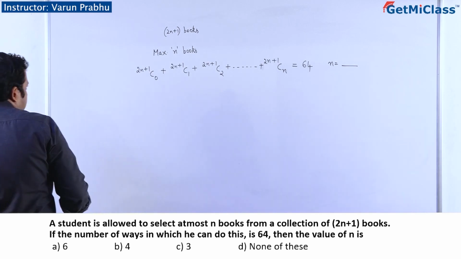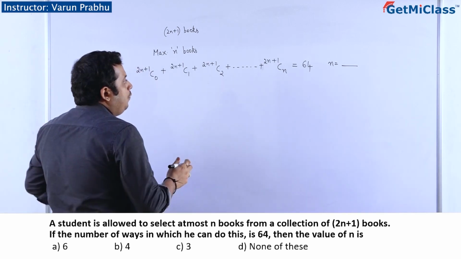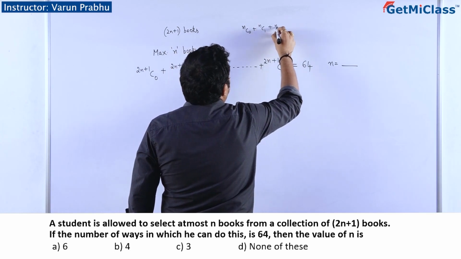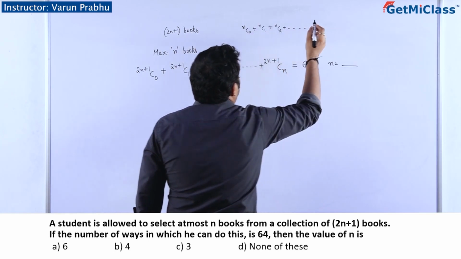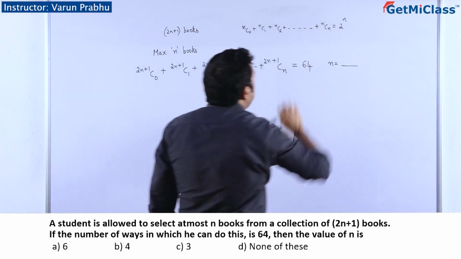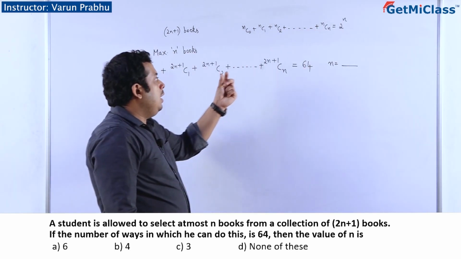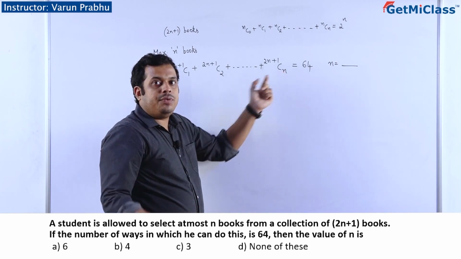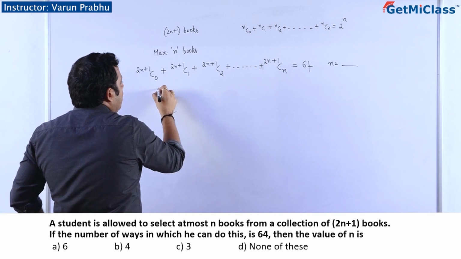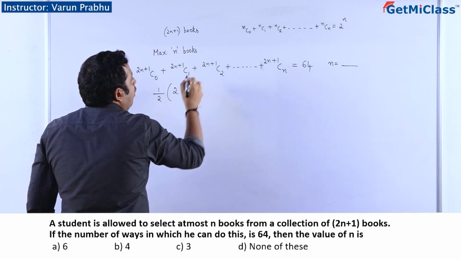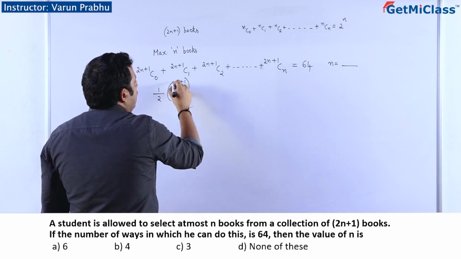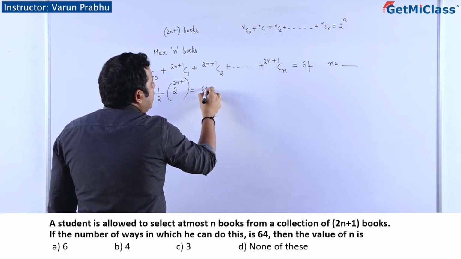Now look here, 2n plus 1 C0, we know one standard theorem, right? nC0 plus nC1 plus nC2 plus so on up to plus nCn, that is equal to 2 to the power n, correct? We want to reach to 2n plus 1, but we have reached only n. So which means, can you tell me how many terms are there here? Only half the terms are there of the required series like this, correct or not? Half times 2 to the power 2n plus 1, that is equal to 64.